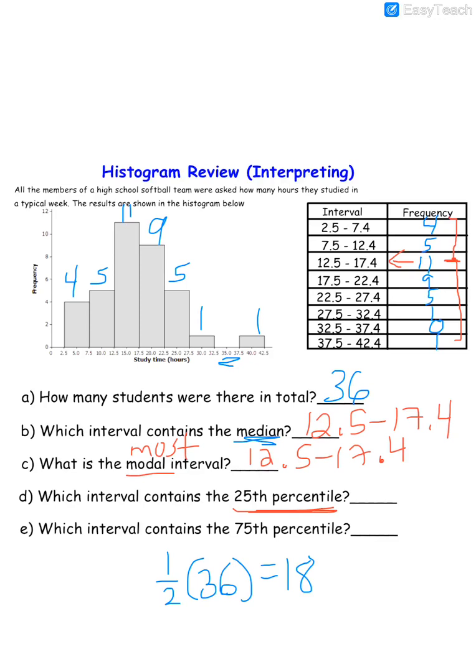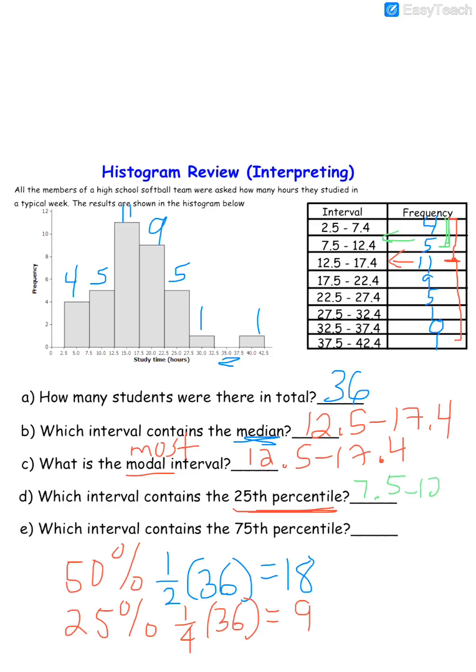Which interval contains the 25th percentile? Well, 25th percentile, so median is 50%. Do we agree? That's how I got a half. 25th percentile is the lower quartile, is really a quarter of 36. What's a quarter of 36? It is 9. So what happens when I count into 9? Let's do here. I'm going to start at the beginning though. 4 plus 5, I get my 9. Here I am. So 7.5 to 12.4 has the 25th percentile. That's where my lower quartile is going to exist, or my Q1.